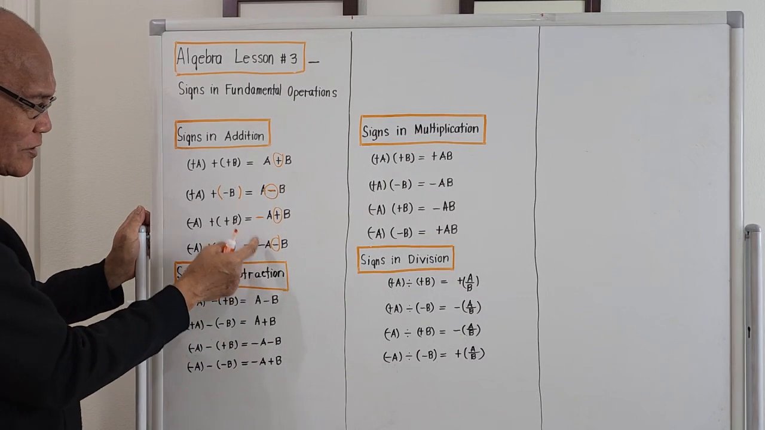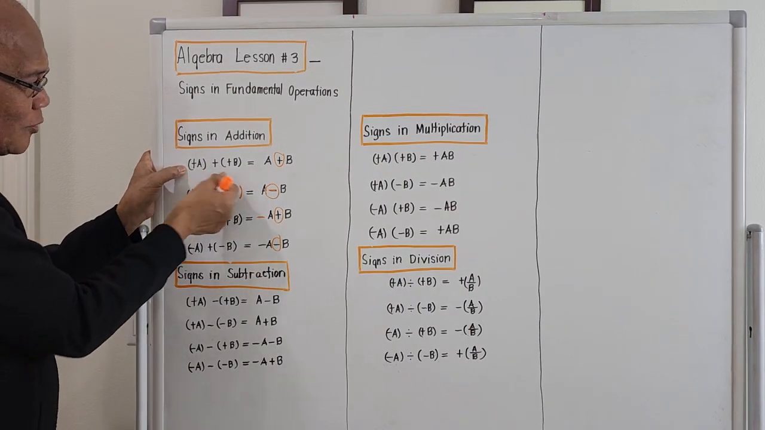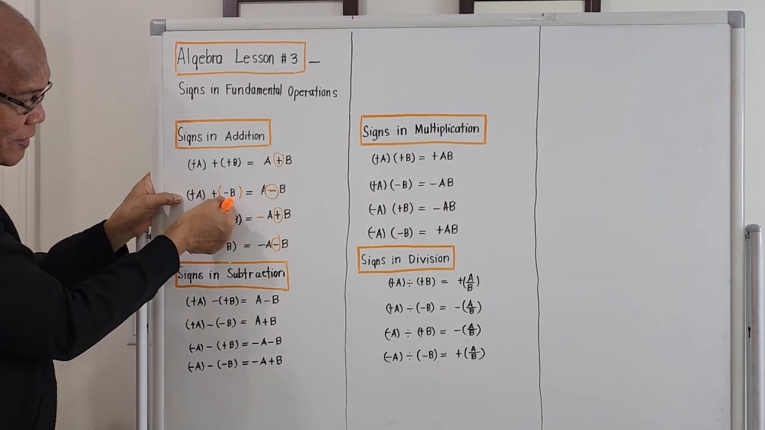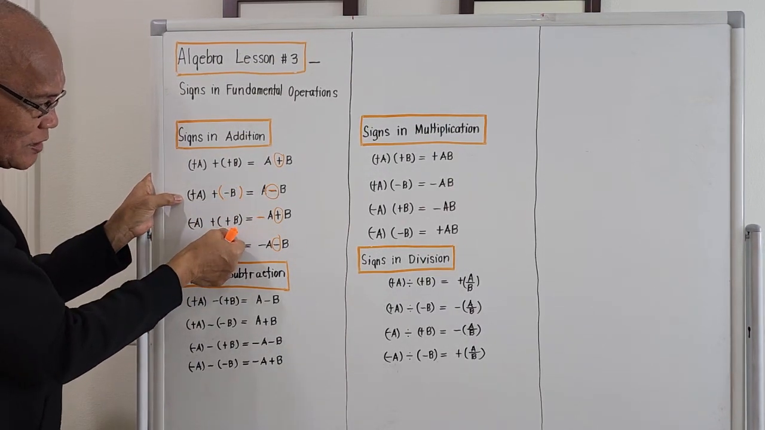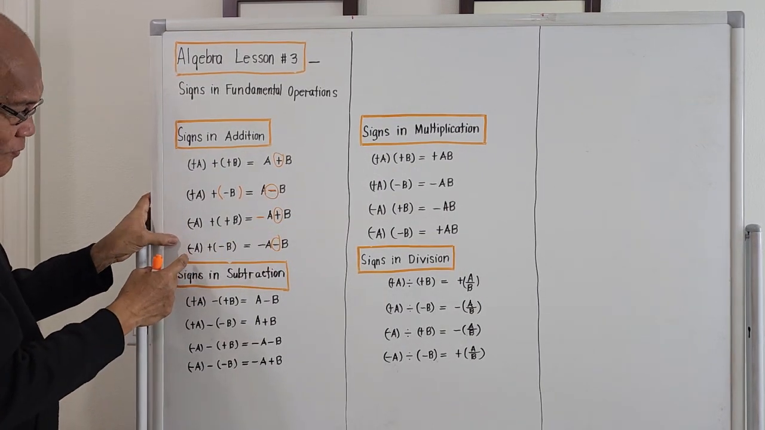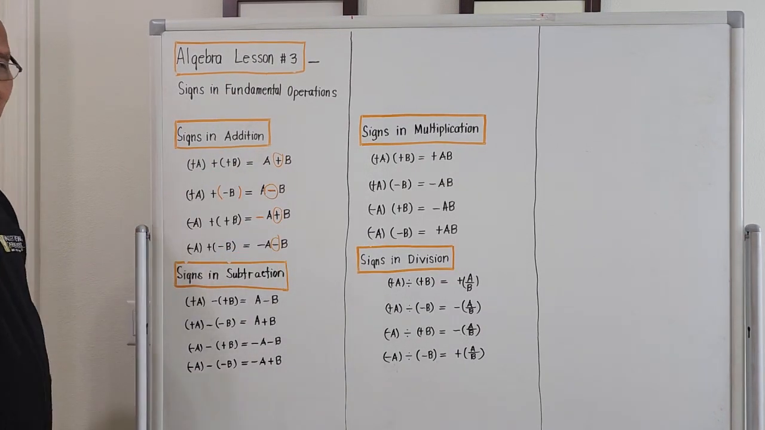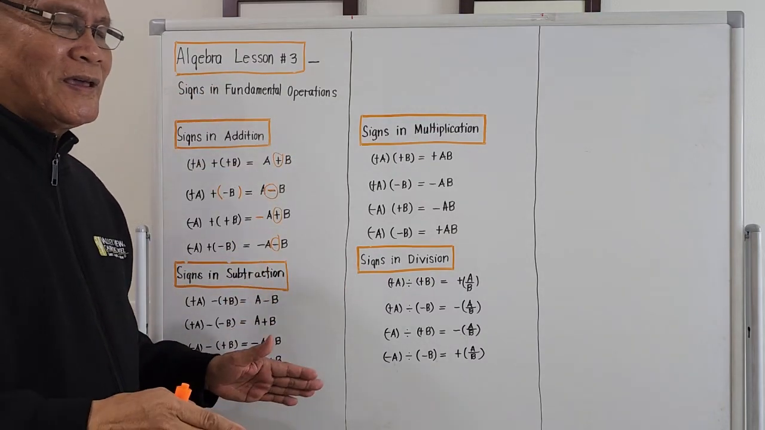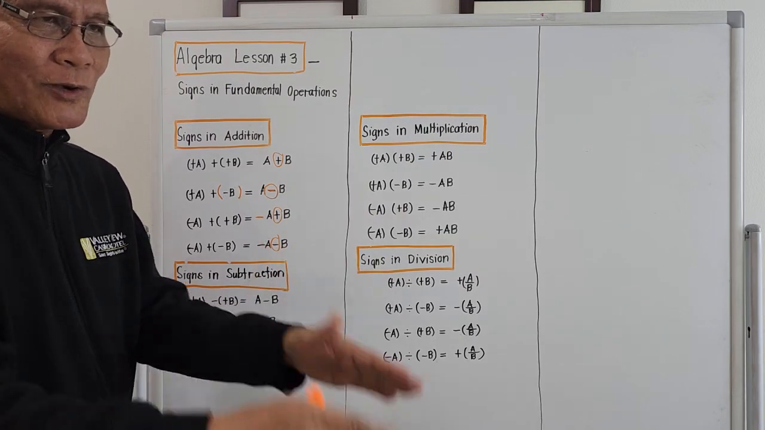But put also the proper sign for the first term. So I will repeat it. A plus open quantity plus B will just be simply A plus B. A plus open quantity negative B is just A minus B. Negative A plus open quantity plus B will be negative A, plus B. And negative A plus open quantity negative B will be negative A, negative B. If you could master that one, it's very good. You will not be having a hard problem on the simplification of the so-called signs of fundamental operations.